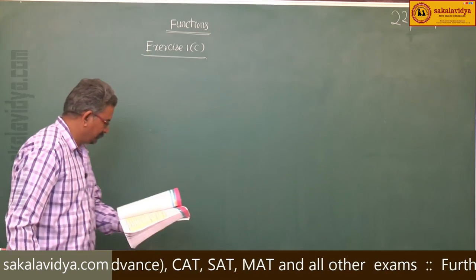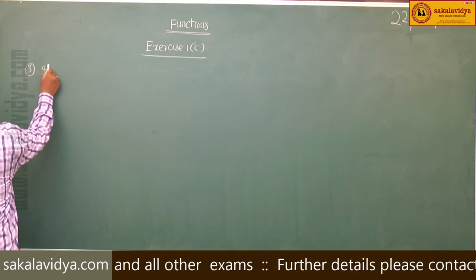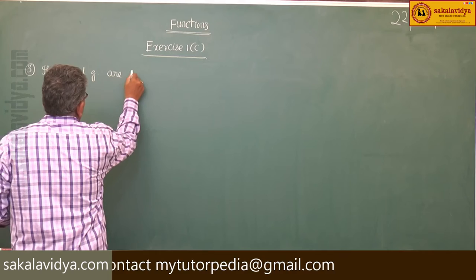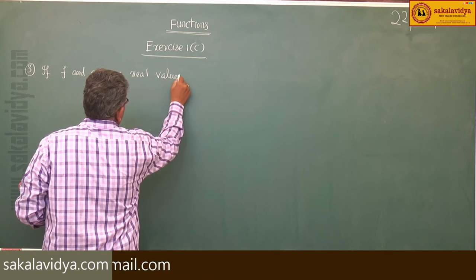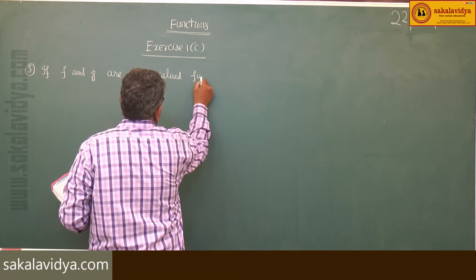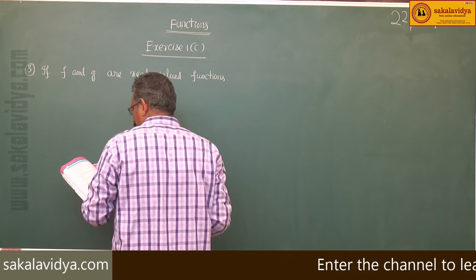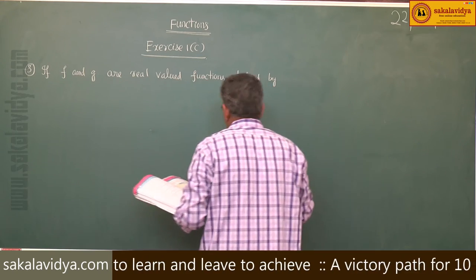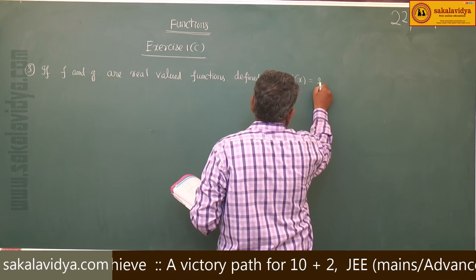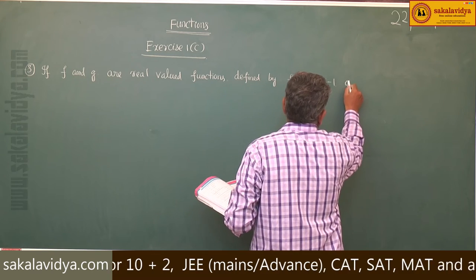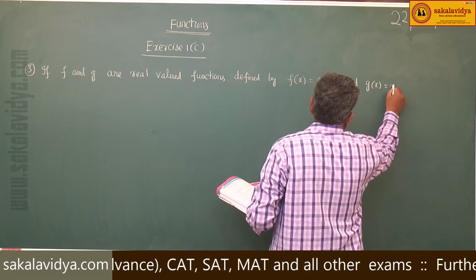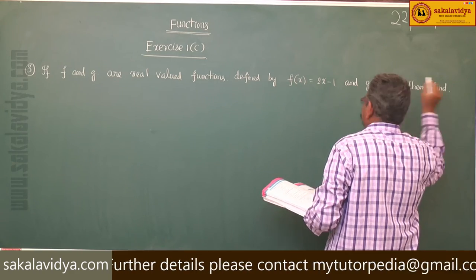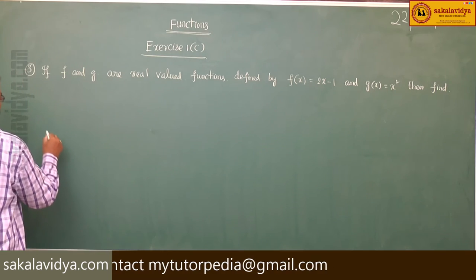Third problem. If f and g are real valued functions defined by f of x is equal to 2x minus 1 and g of x is equal to x square, then find the following. First problem.